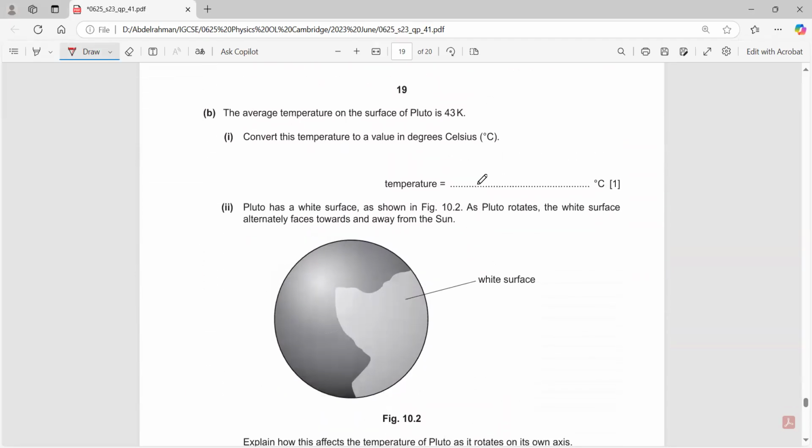The temperature on Pluto is 43 Kelvin. Can I find the temperature in degrees Celsius? Yes. Celsius is Kelvin minus 273. 43 minus 273 is negative 230 degrees Celsius.